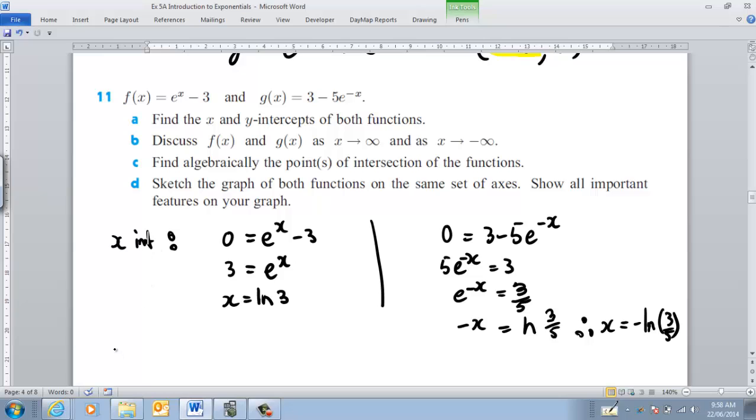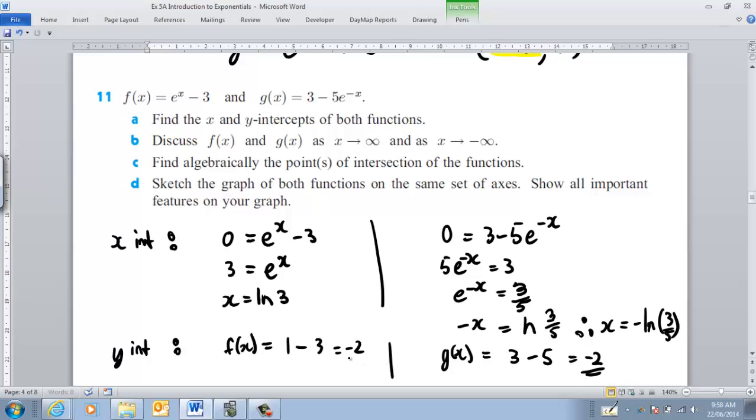Let's do the y-intercepts though. So coming over here, we've got our y-intercept when x is equal to 0, so therefore our f of x is going to be equal to e to the 0, which is 1, so 1 take 3 is going to give me minus 2. On this side over here it's going to be g of x, that's going to be equal to simply 3 take 5, which is going to be minus 2. So I've got those two values easily. So that obviously is one of the points where they're both cutting, isn't it, over there? So that's actually pretty important to understand.